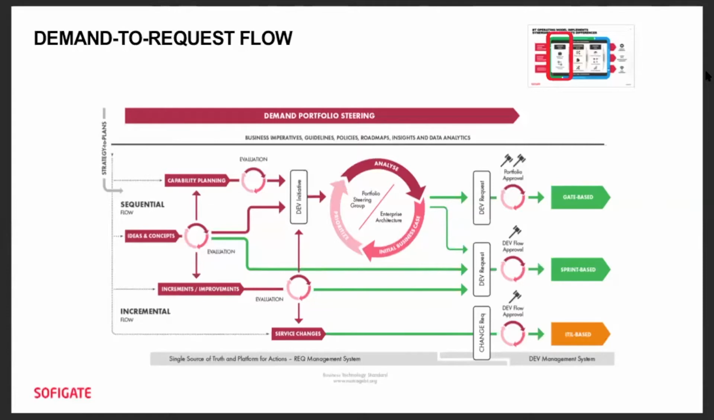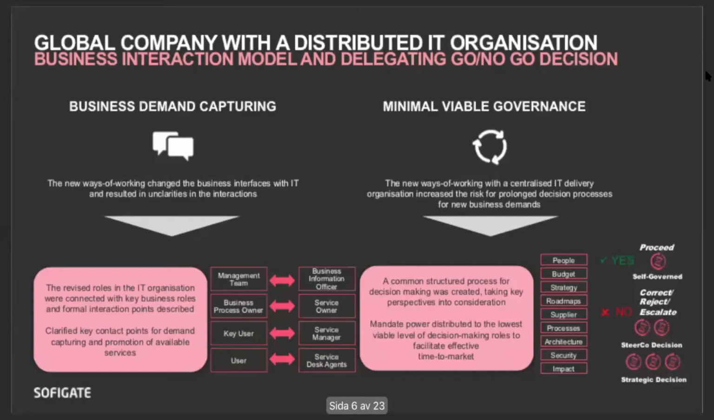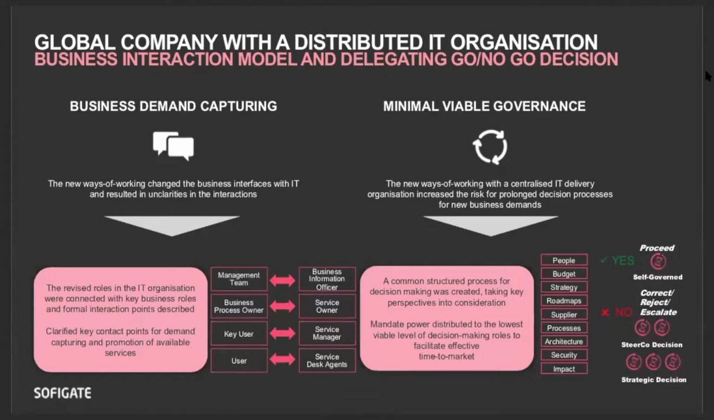And at that point in time, we are ready to hand over to the next part in the process. But before we do that, I'll briefly share 2 examples of what we've been doing at customer sites around the demand to request flow. It really has to do with the first one, demand capturing, and the other one is around minimal viable governance.